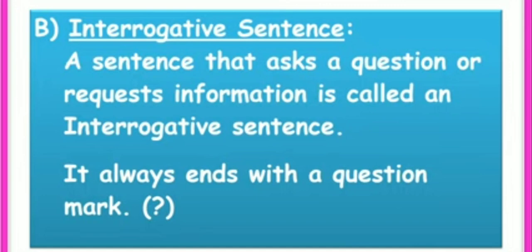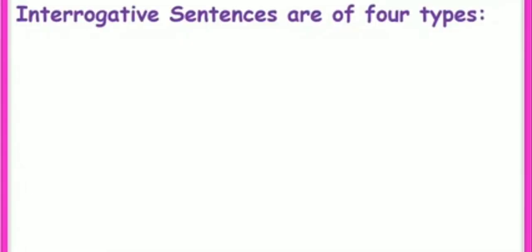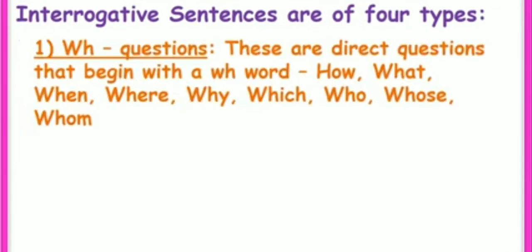Now let's understand what an interrogative sentence is. A sentence that asks a question or requests information is called an interrogative sentence. It always ends with a question mark. Interrogative sentences are of four types. The first one is WH questions. These are direct questions that begin with the WH word: how, what, when, where, why, which, who, whose, whom.